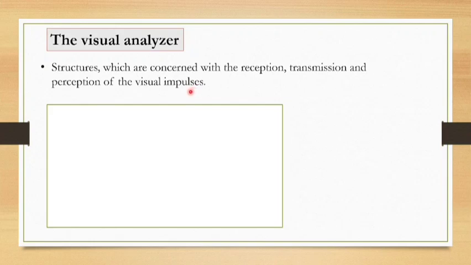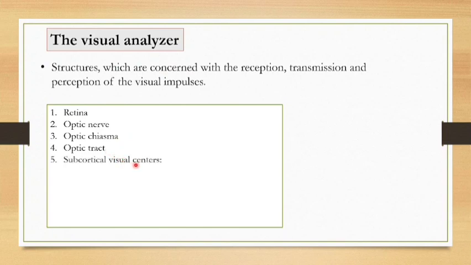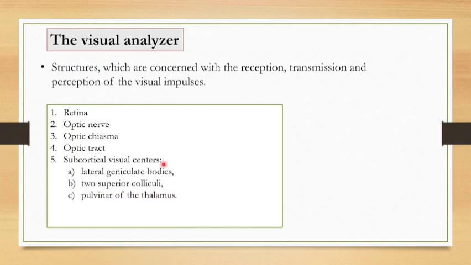So the structures include the retina, the optic nerve, the optic chiasma, the optic tract, the subcortical visual centers like the lateral geniculate bodies, the two superior colliculi, and the pulvinar of the thalamus. We also have the optic radiation and the visual area in the cortex.